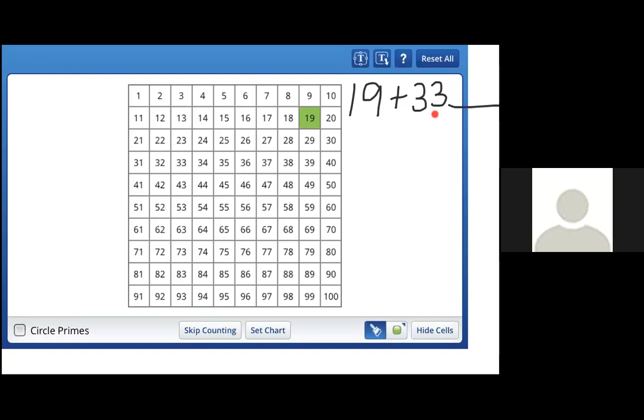Now remember from last week, as I move down the hundredths chart, look what's happening. 10, 20, 30, 40, 50, 60, 70, 80, 90, 100. As I move down the hundredths chart, I'm counting by 10s. And that is the same in every row that I look at.